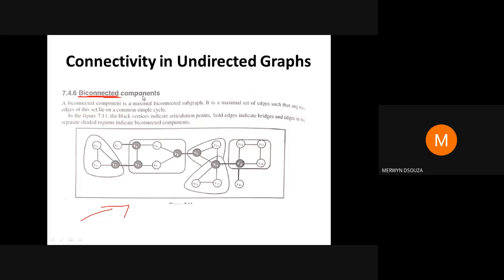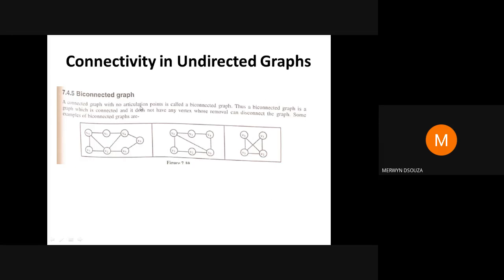Now they are calling these biconnected components. That means the entire graph is not a biconnected graph, but there are parts of it which are biconnected. They have identified for you the parts which are biconnected. You can see here this is one part which is biconnected, then there is one more part here which is biconnected, and so on. There are at least 5 biconnected components. Each of these components satisfies this definition. They don't have articulation points.